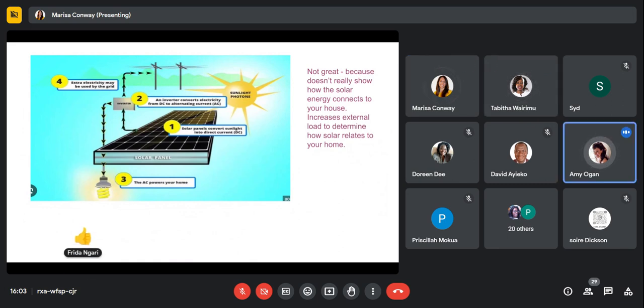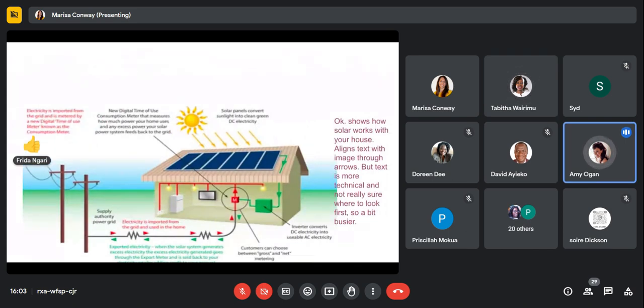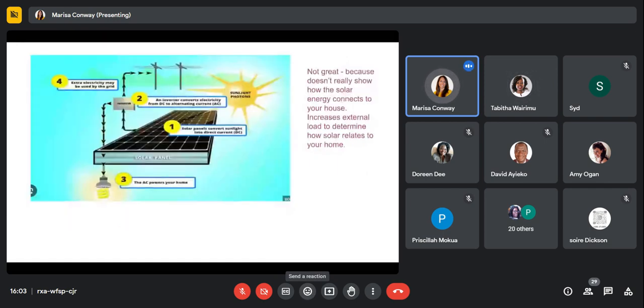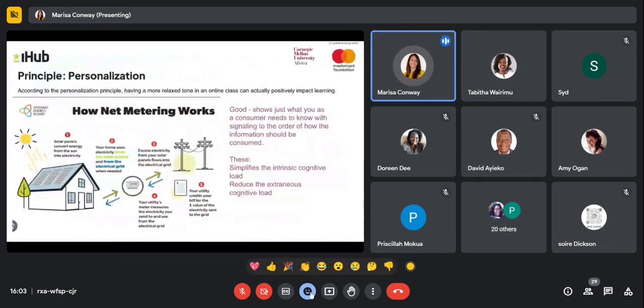Marissa, I like even on the previous slide, the middle example, you can see it says customers can choose between gross and metering. Whereas in your good example, the very first line, it says your utility's meter measures the electricity you send. Yeah, so it seems like there were three levels from good to bad. Yeah, very nice.